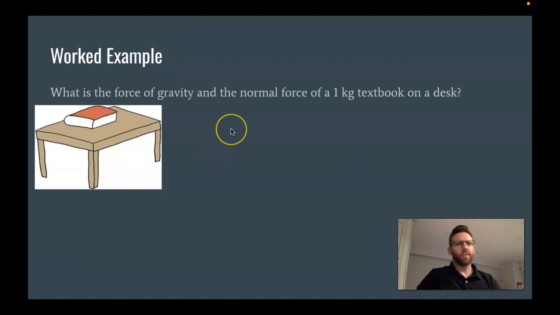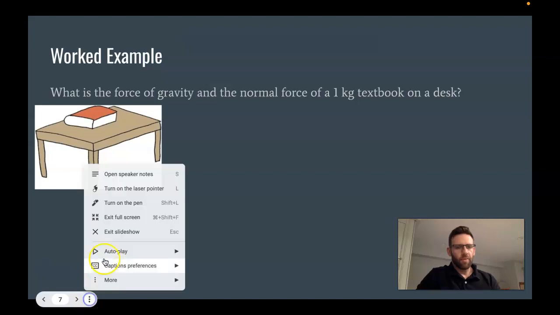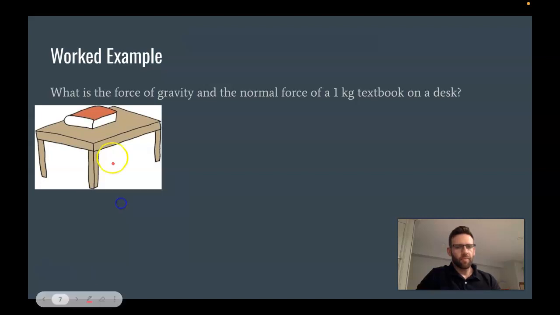All right, so let's do a quick example. What is the force of gravity and the normal force of a 1 kilogram textbook on a desk? We can already have a model here. We can see our textbook here. I might want to draw that there's a force of gravity going down, and there might be a normal force going up. Those two should be equal and opposite.